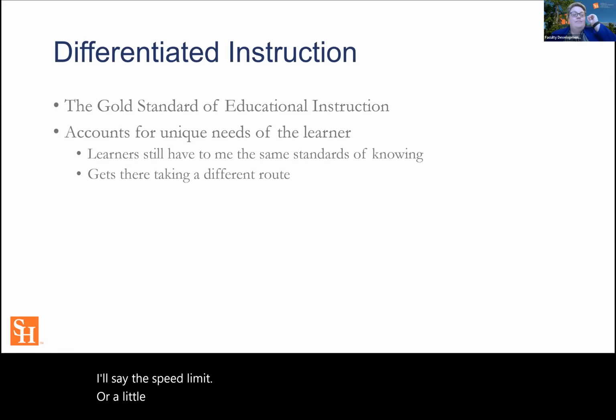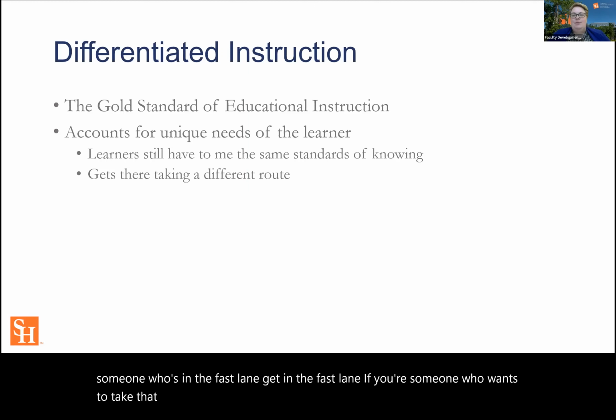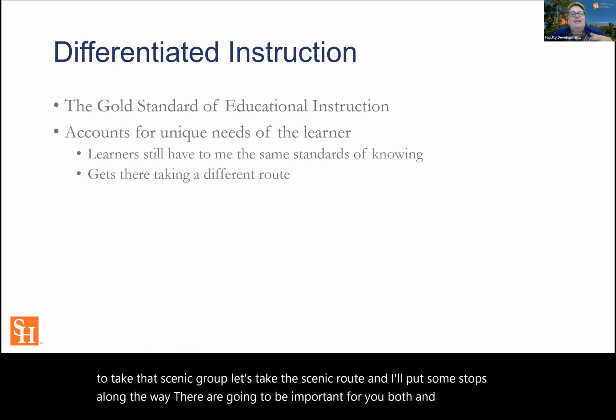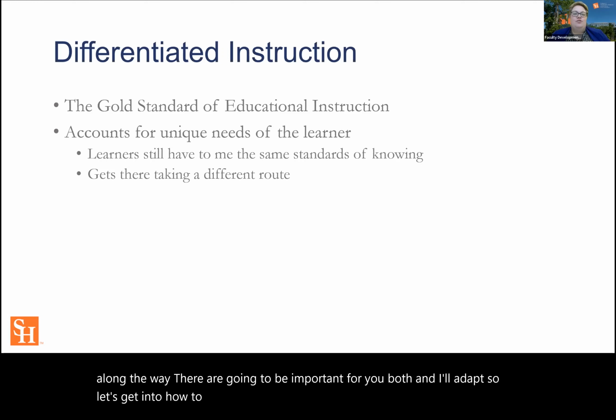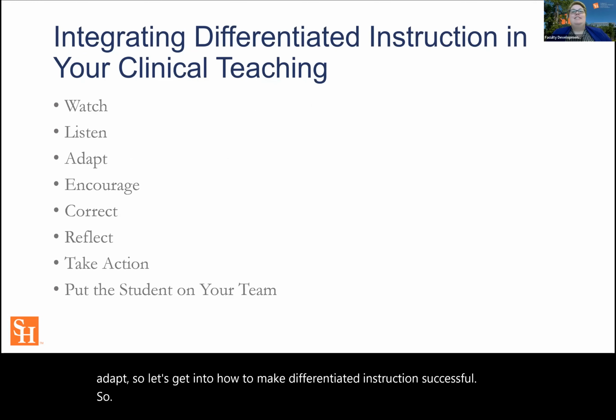But differentiated instruction accounts for those differences. So it says, if you're someone who's in the fast lane, get in the fast lane. If you're someone who wants to take that scenic route, let's take the scenic route. And I'll put some stops along the way that are going to be important for you both, and I'll adapt. So let's get into how to make differentiated instruction successful. This is it. This one slide to talk about differentiated instruction.